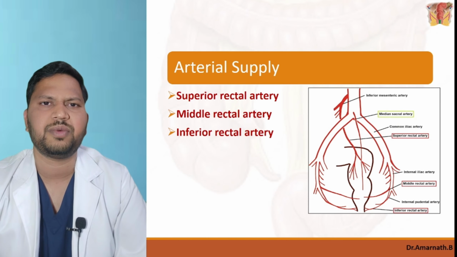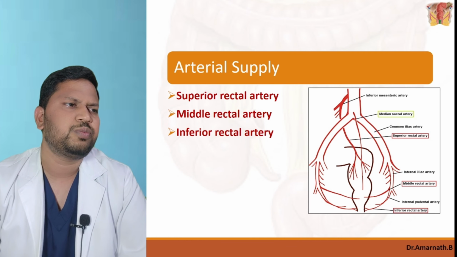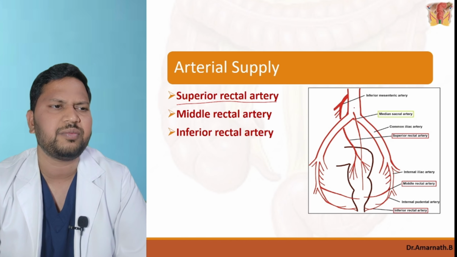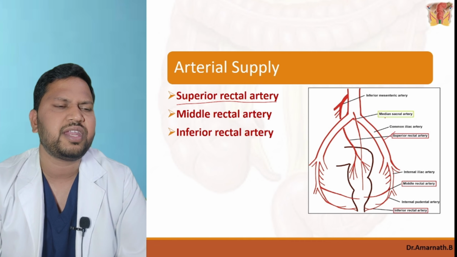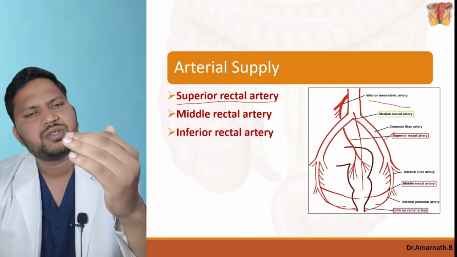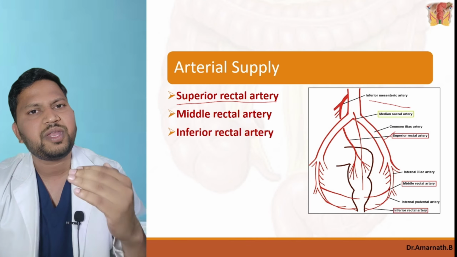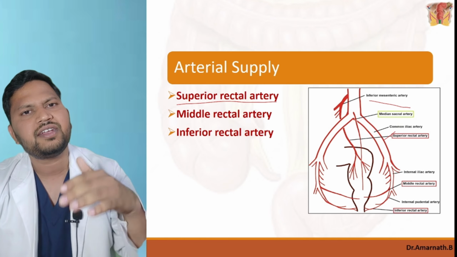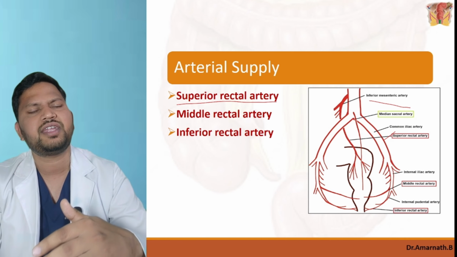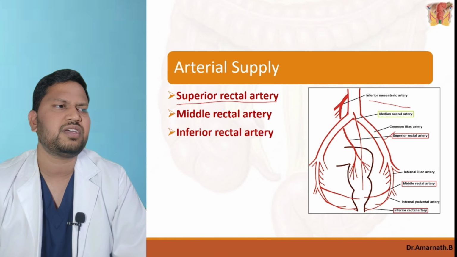Coming to the rectal arterial supply, the chief blood supply to the rectum is the superior rectal artery. This is the main artery that supplies blood to the rectum. It is a branch of the inferior mesenteric artery, which arises from the aorta. So from the aorta, the inferior mesenteric artery, and from the inferior mesenteric artery, the superior rectal artery. When it reaches the upper part of the rectum, it enters the muscularis and then the submucosa, developing arterioles and giving blood supply. The major supply is from the superior rectal artery.